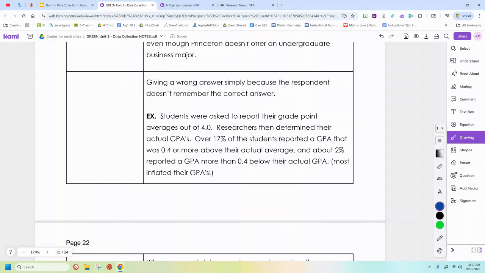All right, this one is lack of memory, because we have brains. So it's giving a wrong answer simply because the respondent doesn't remember the correct answer. So, for example, if I went to a high school reunion and asked people, hey, do you remember what your GPA was when you graduated from high school? Some people might overestimate their GPA or underestimate it, just because why would I keep that exact numerical fact in my back pocket for 20 years, 30 years? How many years has it been since high school?